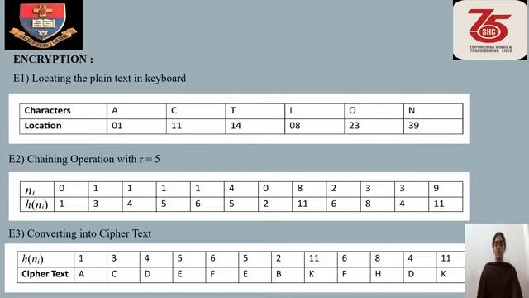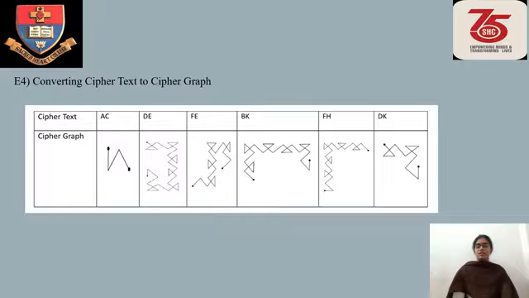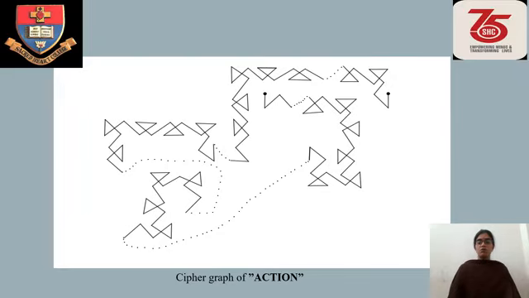Then the third step is converting into ciphertext. Each h of ni value is replaced by the corresponding alphabet, and then we'll be able to find this table. Then the next step is converting ciphertext to cipher graph. For all the ciphertext, with the help of the 8x8 Hamiltonian queen's tour grid, we'll be able to find the cipher graph. The merging of all the cipher graphs will give us the cipher graph for the word "action".